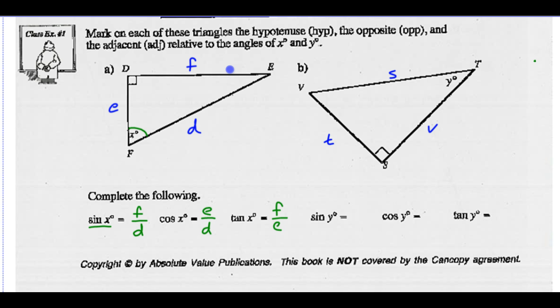If we look at triangle STV from y degrees, that's our reference angle. The sine is opposite over hypotenuse, so opposite is T, hypotenuse is S. Cosine of y is adjacent V over hypotenuse S. And tangent of y is opposite T over adjacent V. Next page.